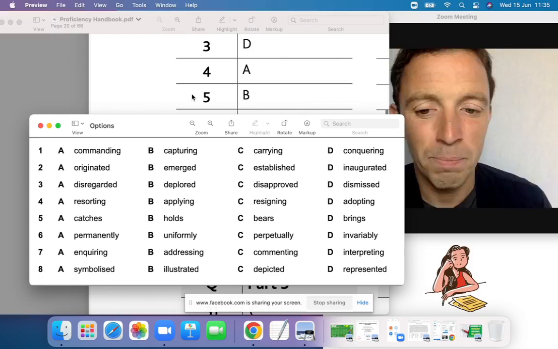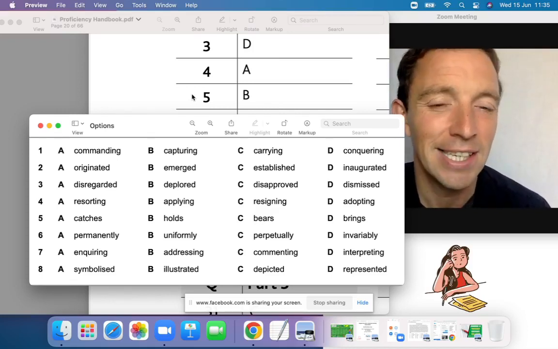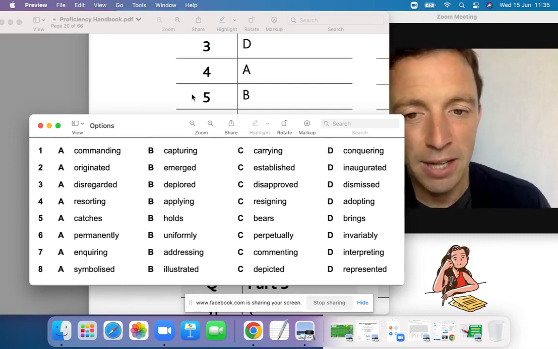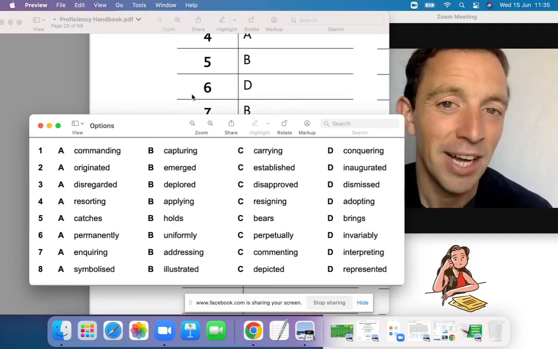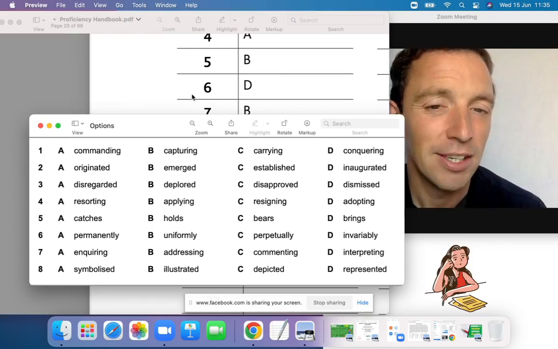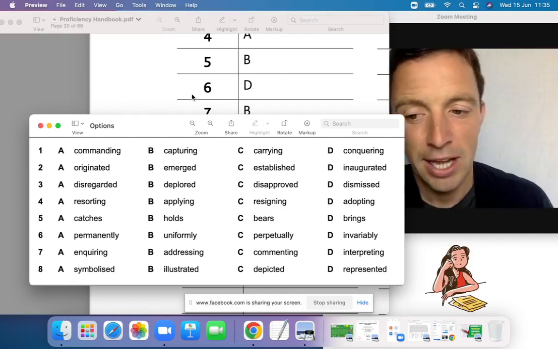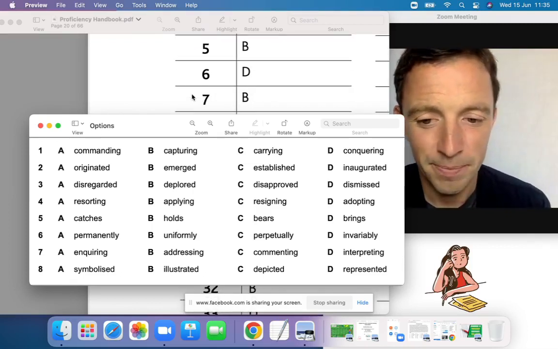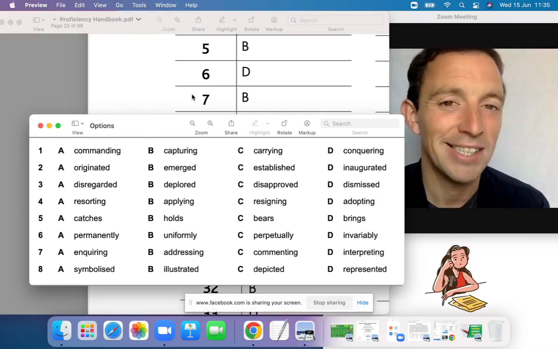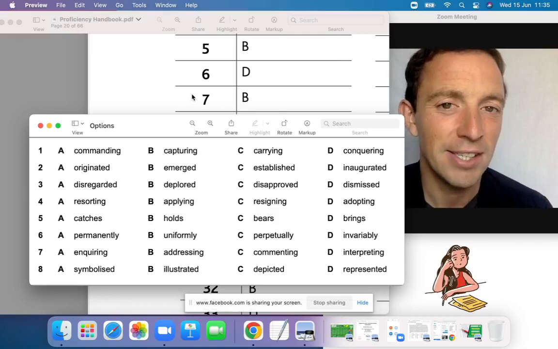Number 5 was B, holds the appeal. It contains, it possesses the appeal. And number 6 was invariably, and that was difficult. I had a little risk and a little chance with that option there. So invariably deals with, talks about. Number 7 is B, addresses. So deals with the problem, addresses the situation, addresses the topic.